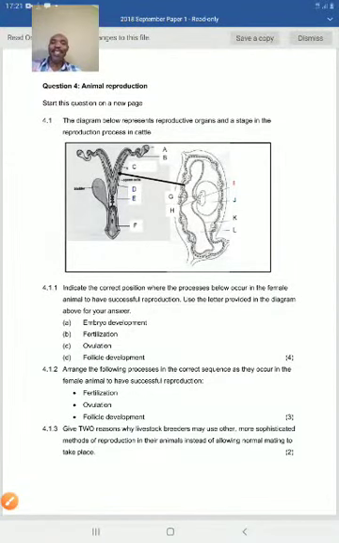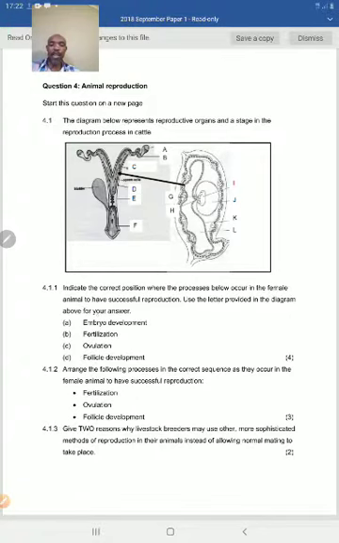Okay, let's do question 4 now. Question 4. The diagram below represents a stage of the reproductive process in cattle. As you can see there, it's a female animal. You can see it's this part there. Indicate the correct position where the process below occurs in the female to have successful reproduction.